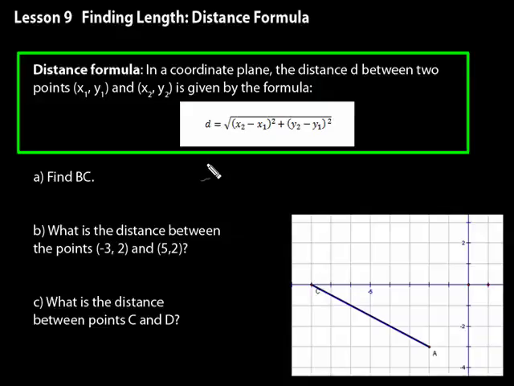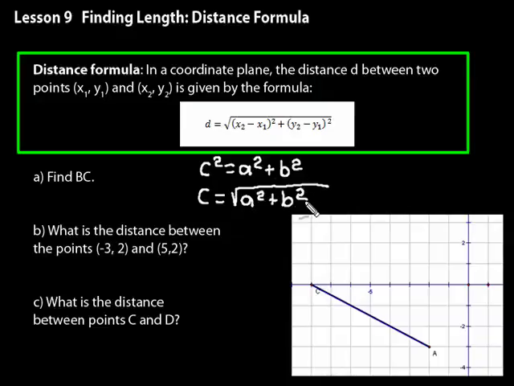So think about the Pythagorean theorem. We have c squared is equal to a squared plus b squared. If we take the square root of both sides, we come up with c is equal to the square root of a squared plus b squared. So we get the length of the hypotenuse. That's basically what the distance is. If we think about this as a right triangle, it's the length of the hypotenuse.